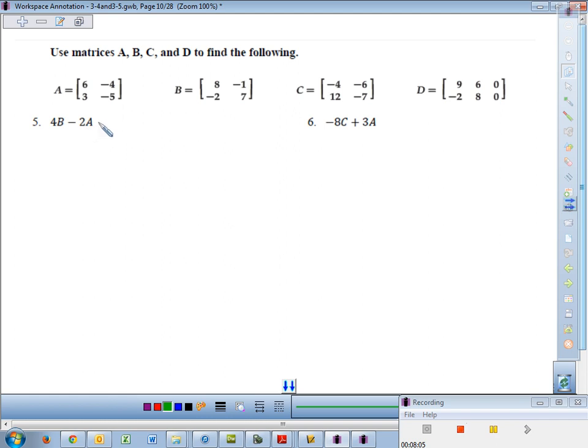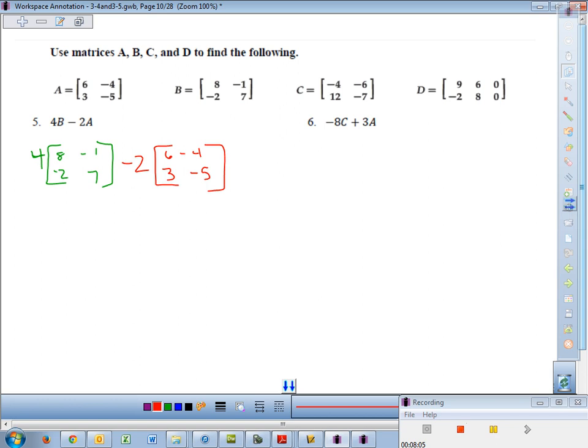Let's substitute in, first of all. We've got a 4, which is like a scalar multiple, times matrix B, so I will put that. It's matrix B, which is 8, negative 1, negative 2, 7, minus 2 times matrix A, and then we've got to see if this is even possible to do. I substituted in. Now I see if it's possible.